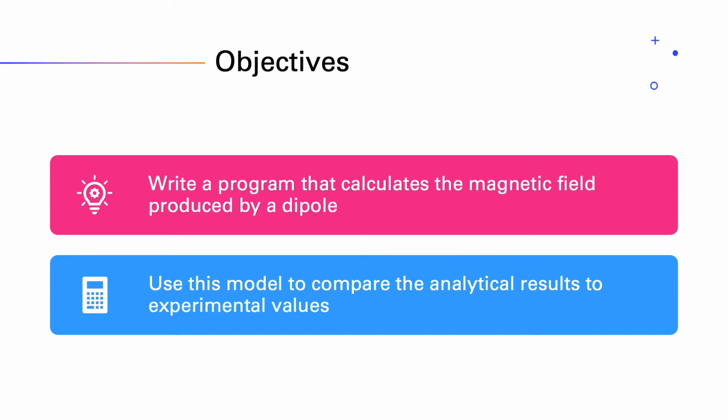And now for the GlowScript program. So the objectives are to write a program that calculates the magnetic field produced by a dipole and use this model to compare the analytical results to experimental values.